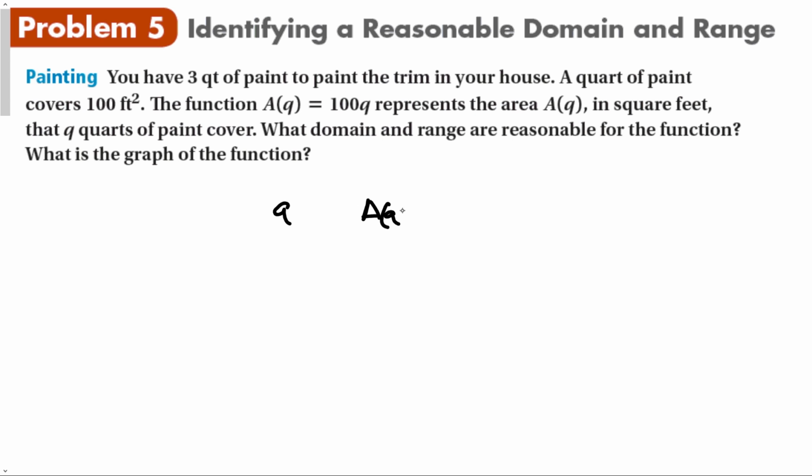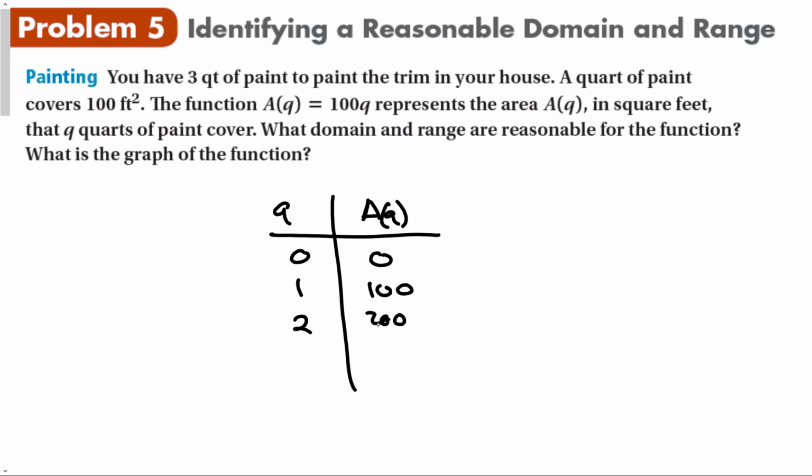That would be weird. The guy would probably ask you why you were even in the store, but that is possible. Okay, so if I buy 0 quarts of paint, you cover 0 amount of area. Okay, so what happens if I buy 1 quart of paint? Now that would be 100. 2, plugging it right into my function, is 200 and 3, 300, and so on and so on. Okay, so there's my table.